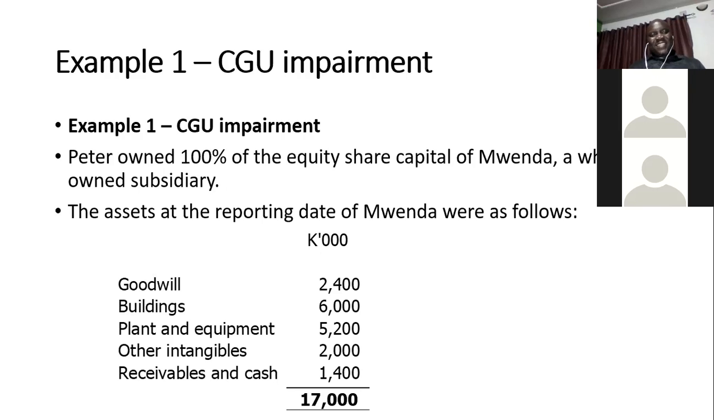So let's look at this example. It reads, Peter owned 100% of the equity share capital of Mwenda, a wholly owned subsidiary. The assets at the reporting date of Mwenda were as follows.